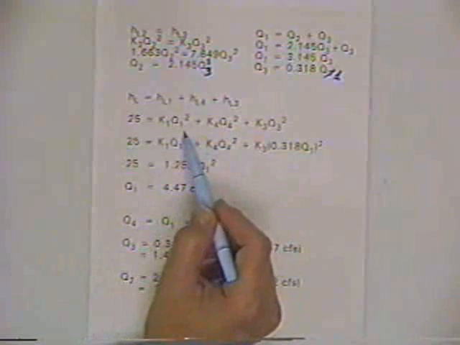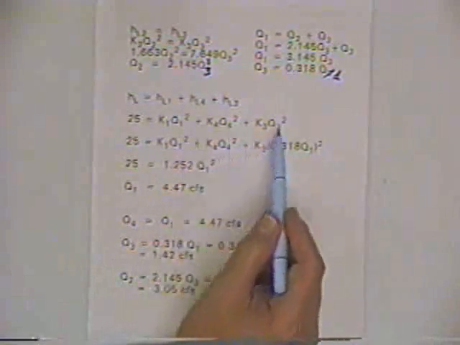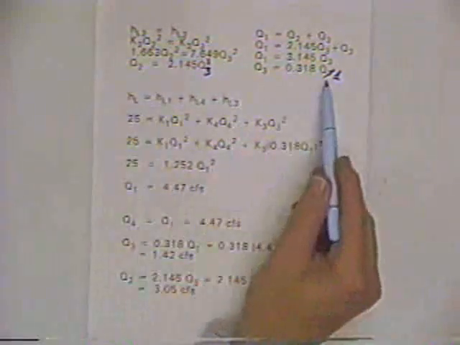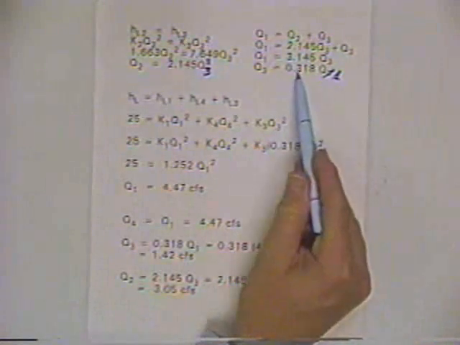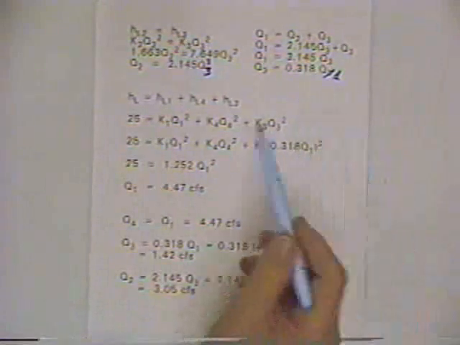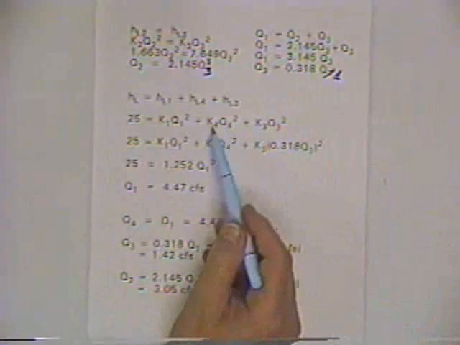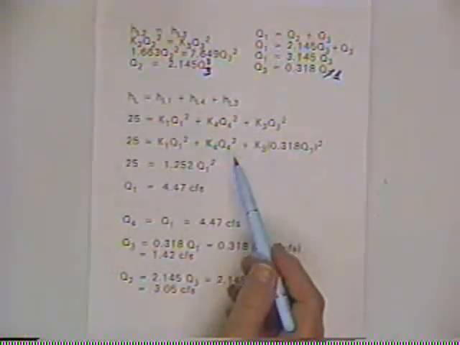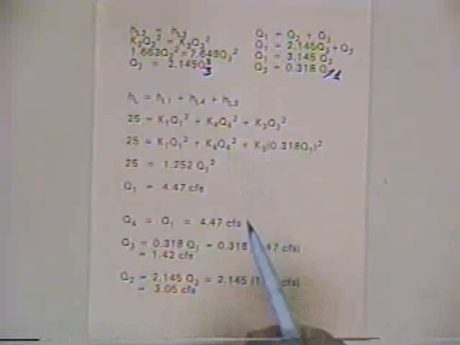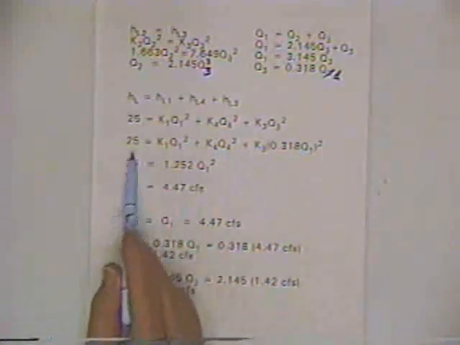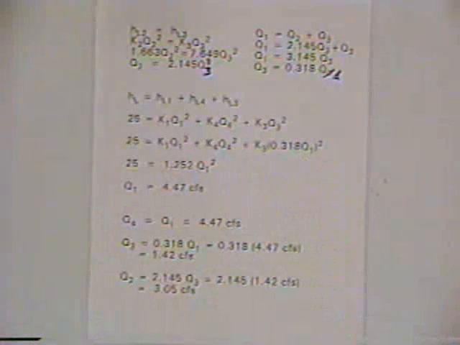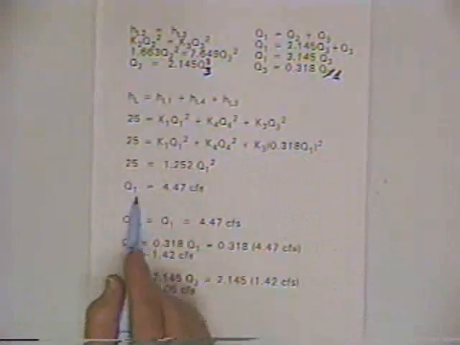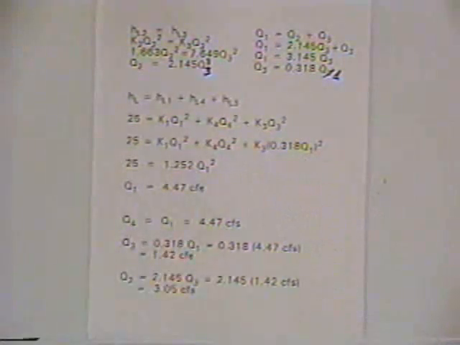And so we've got 3 unknowns, Q1, Q4, and Q3, but this allows us to substitute in. Where we've got Q3, we can substitute in 0.318 Q1, and we know that Q4 is equal to Q1, so we can substitute a Q1 in for Q4. Then there's only one unknown left, and that's Q1. And then we can solve for Q1 and get the discharge in one of the pipes.